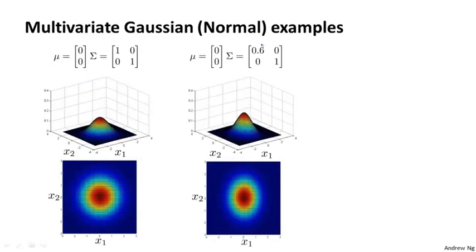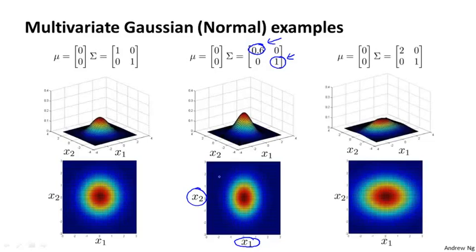Let's say I set sigma to 0.6 there and 1 over there. What this does is this reduces the variance of the first feature x1 while keeping the variance of the second feature x2 the same. And so with this setting of parameters, you can model things like that. x1 has smaller variance and x2 has larger variance.